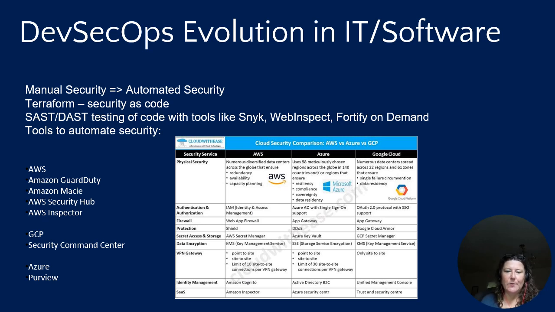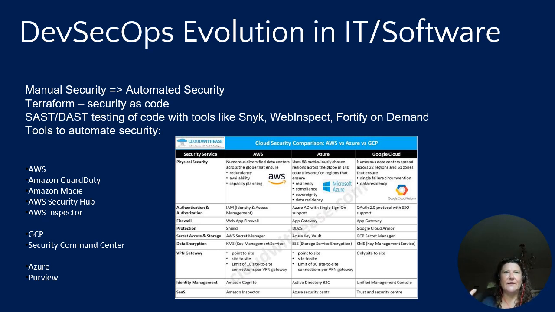So we're moving from manual security to automated security. We're moving towards things like Terraform and kind of security as code, like infrastructure as code. Terraform can have security in it, so security as code. So creating security policies, for example, through Terraform, or assigning security elements in the Terraform of the infrastructure that you're creating, or the applications that you're creating, that kind of thing.